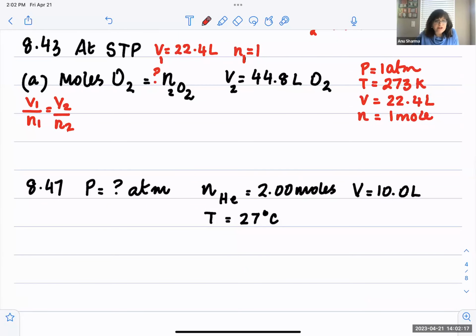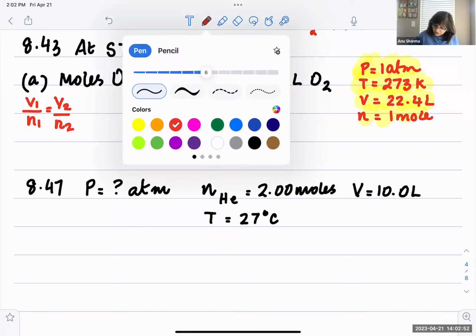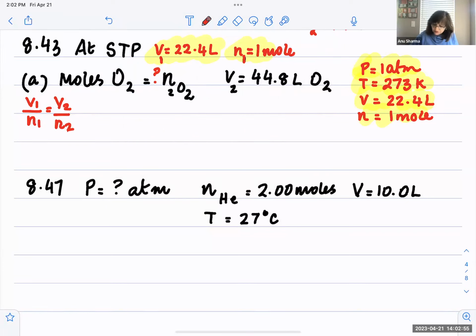Next, let's look at problem 43. At STP, we already know that whenever STP comes, the pressure is 1 atm, temperature is 273 Kelvin, or 0 degrees Celsius, sorry, and the volume is 22.4 liters and the number of moles is 1. That's the standard. Since this is Avogadro's problem, where we are looking at the relationship of volume and number of moles, at STP our V1 is 22.4 liters and N1 is 1 mole. So that's standard, and this we will use.